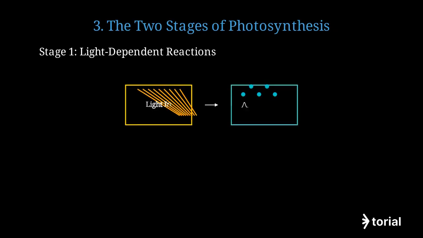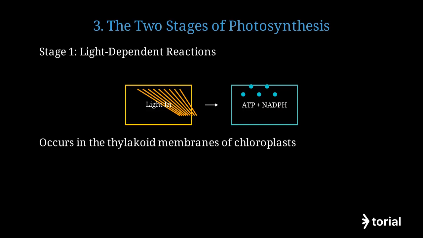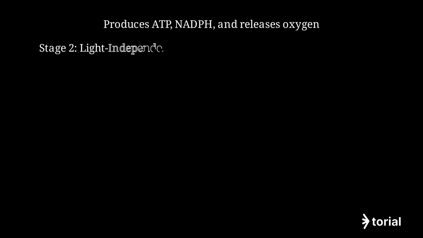In the light-dependent reactions, light energy is captured and converted into chemical energy in the form of ATP and NADPH molecules. These reactions take place in the thylakoid membranes, which are stacked structures inside chloroplasts. The products of this stage are ATP for energy, NADPH as an electron carrier, and oxygen, which is released as a waste product. The second stage is the light-independent reactions, also known as the Calvin cycle.